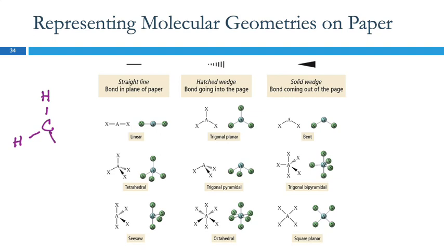So the one that's sticking out at us is going to be a wedge. That's like jumping out at you, right? And the dashed line is the one behind.